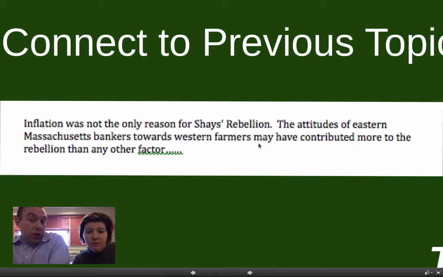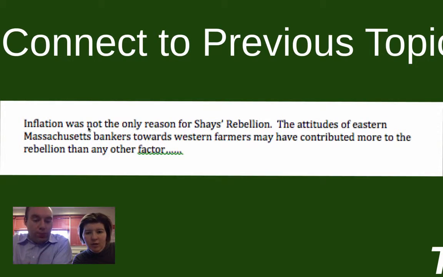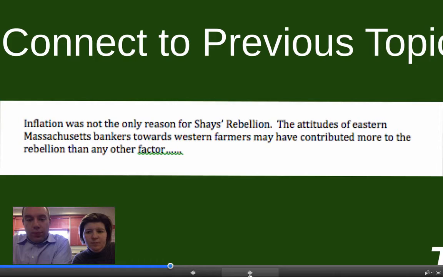So inflation was not the only reason. The next reason is that Eastern Massachusetts bankers, and so on. But notice how instead of saying another reason Shays' Rebellion happened, you connect it back to the previous topic, which is a little bit more sophisticated than just saying another. Right. And it's rather easy to do.